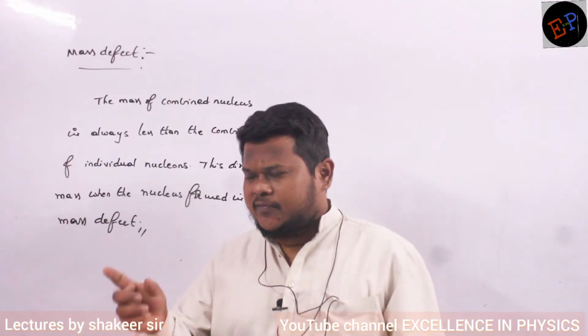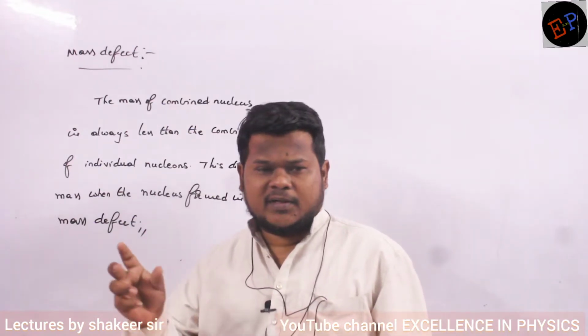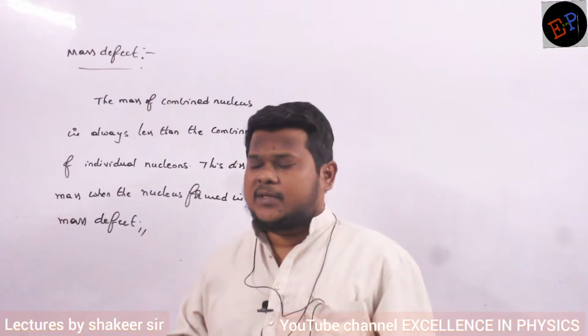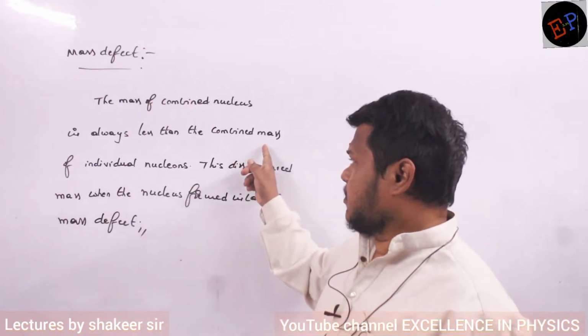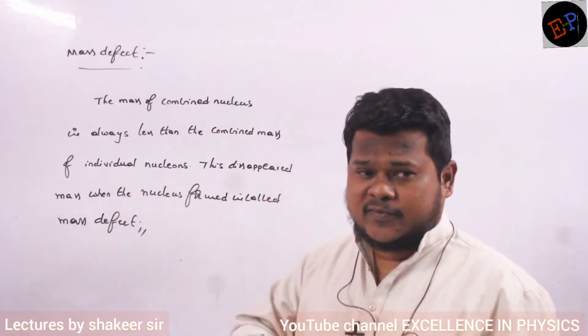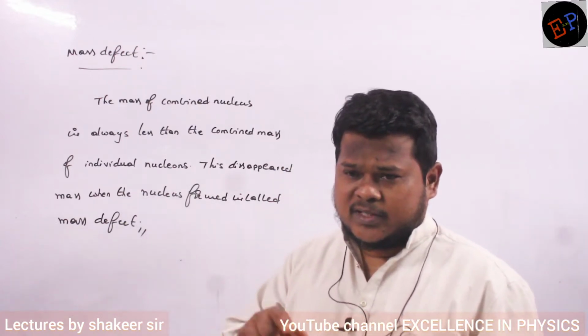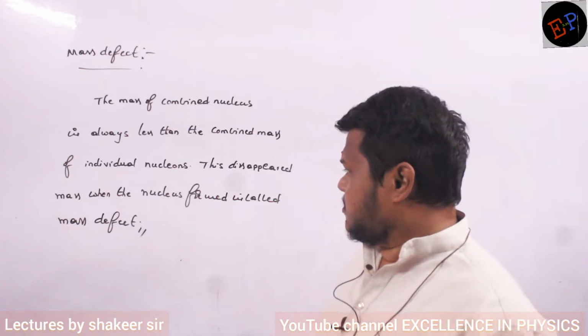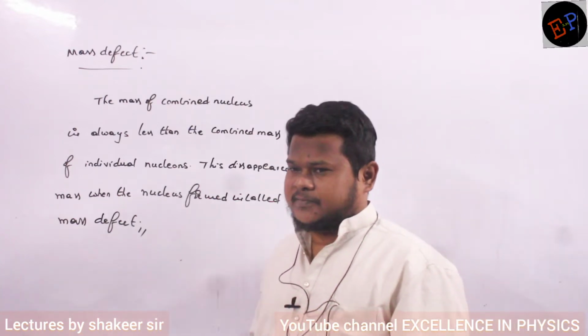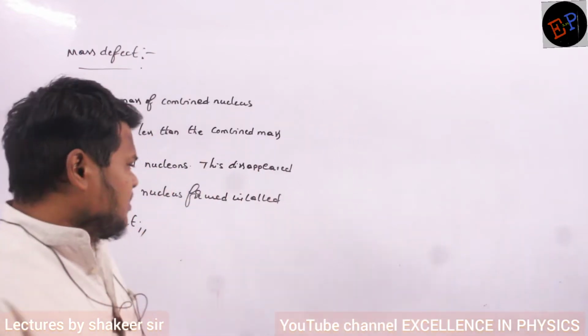So if I measure the mass of the nucleons individually, or if I take the combined mass of the nucleus, then I see that the combined mass of the nucleus is always less than the mass taken individually. So some mass has disappeared when the nucleus has formed. That disappeared mass is called mass defect. Are you able to understand?